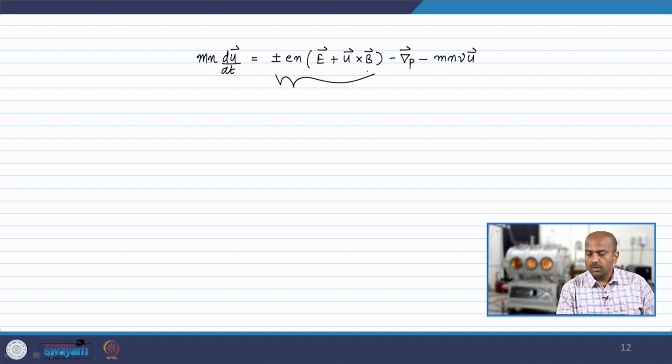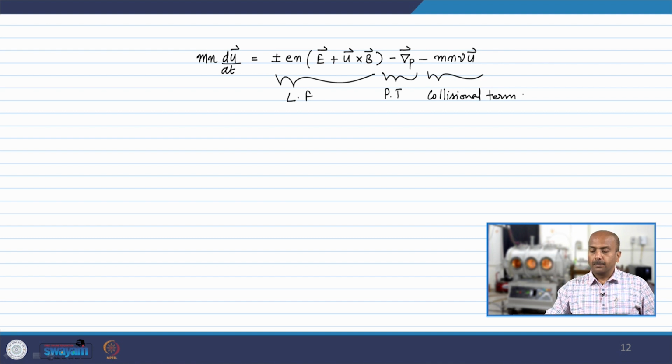So, this term is the Lorentz force, this term is the pressure term, and this is the collisional term, right. Now, all of these things can of course have an influence on the movement of the particle. After this, the mathematical treatment is basically rigorous algebra, but otherwise it is very simple.